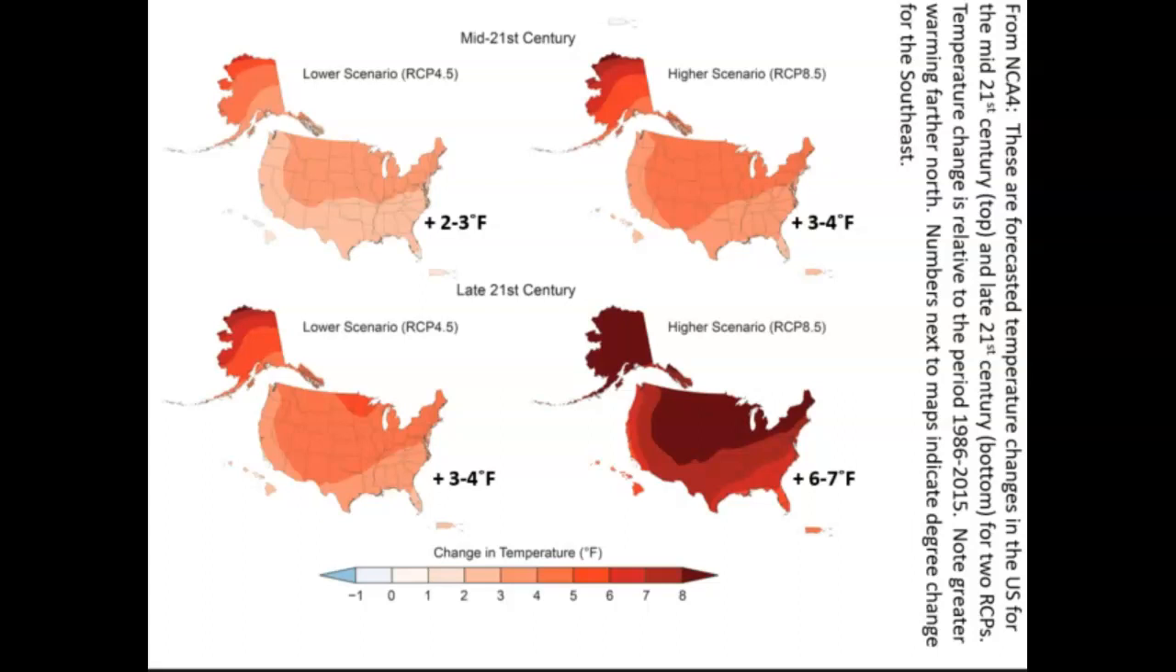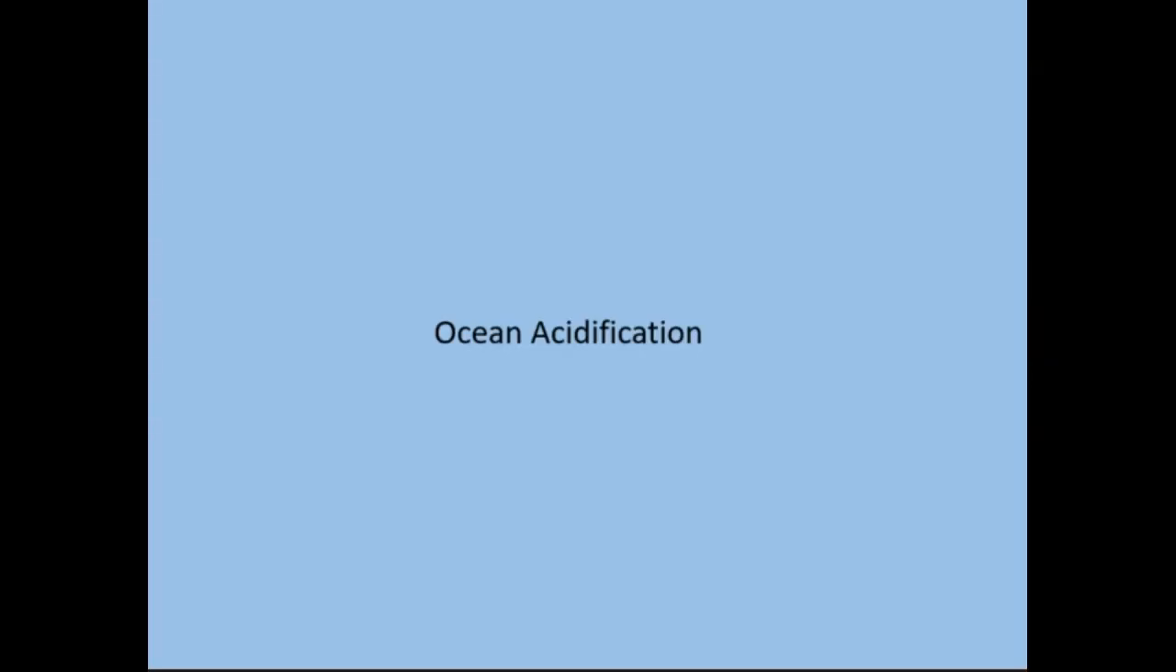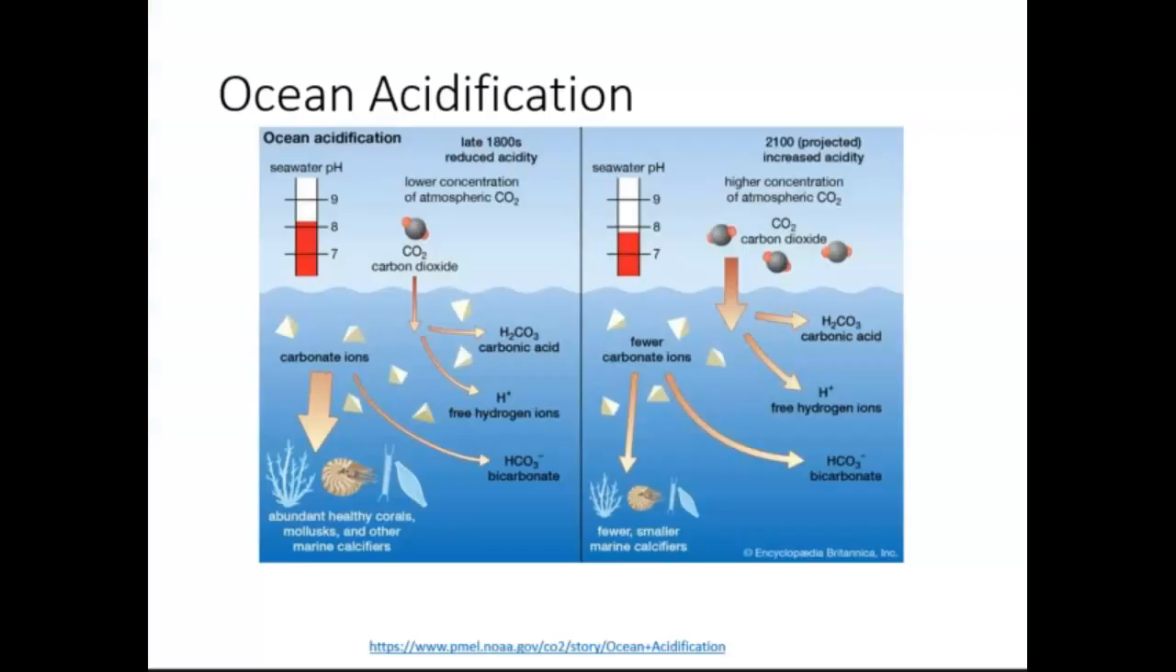Temperature change is depicted by a color relative to the period 1986 to 2015. Numbers next to maps indicate degree change for the southeast. Note the greater warming in areas farther north. While there will be less warming in the south, it will still be hotter than the north because these changes are relative to existing trends. Let's pivot now and look towards our coasts.